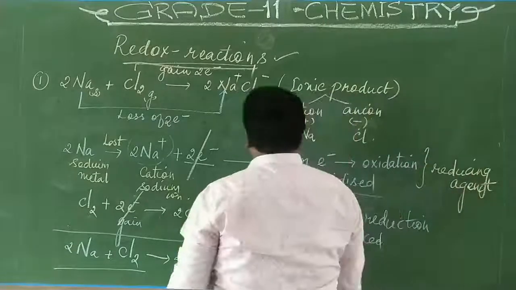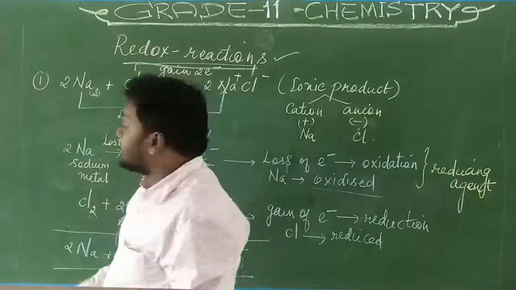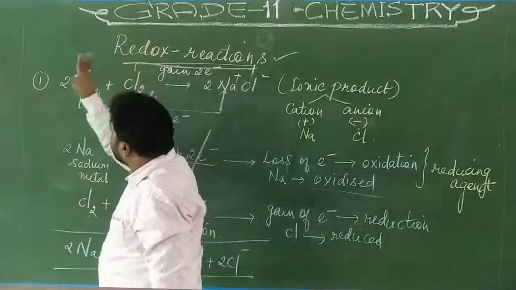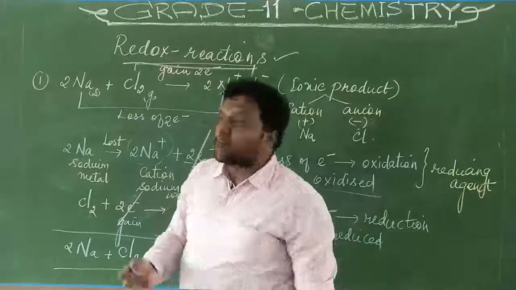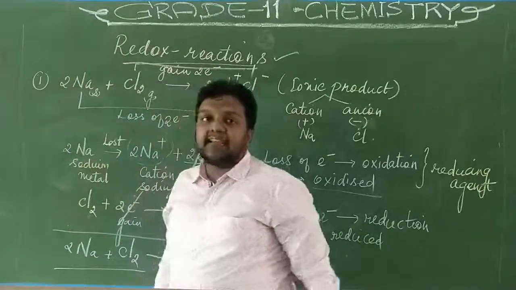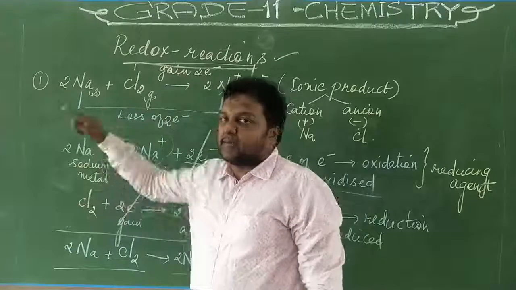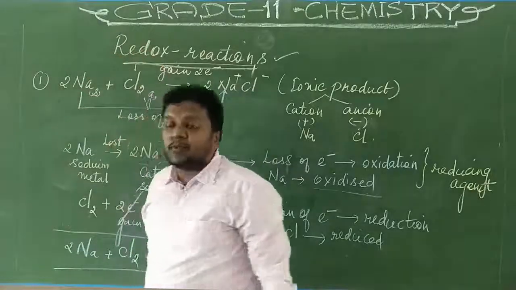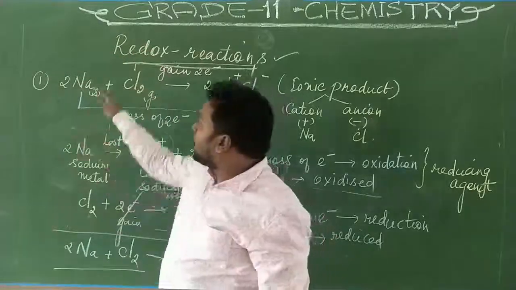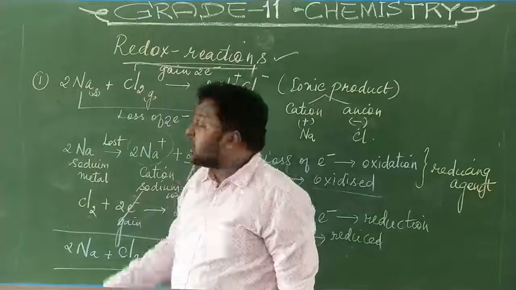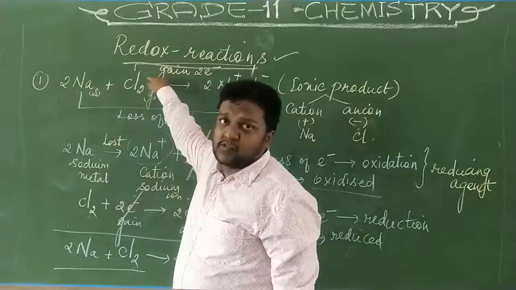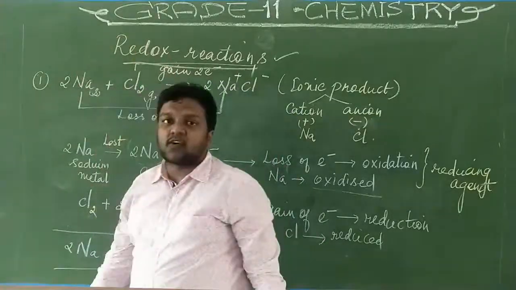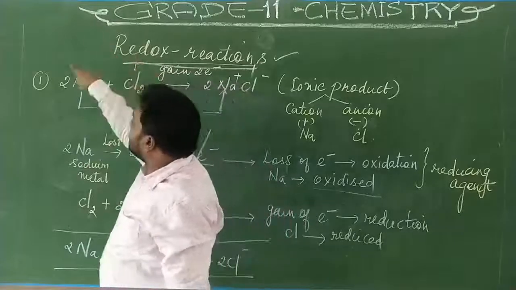So what is a reducing agent? Sodium is a reducing agent. Why? Because the sodium makes the chlorine get reduced, by giving electrons to the chlorine. Vice versa, what is happening in this chlorine? The chlorine makes the sodium get oxidized by creating a deficient site of electrons in its outer shell, and therefore it accepts the electrons from the sodium.